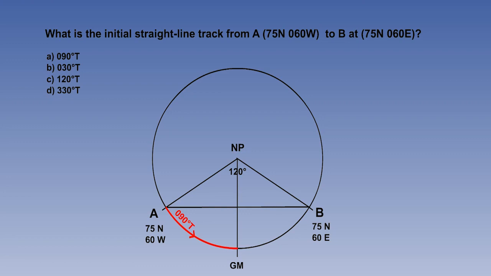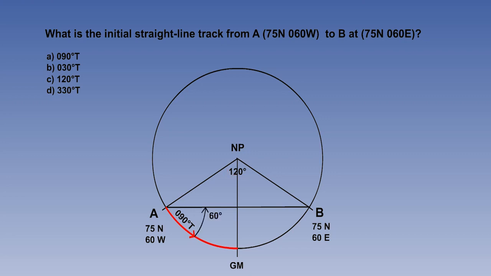Parallels of latitude can only have two tracks. They either go due east or due west. The initial rhumb line track angle from A to B must be 090. We know that the chart convergence is the same as the change of longitude. It's 120 degrees.